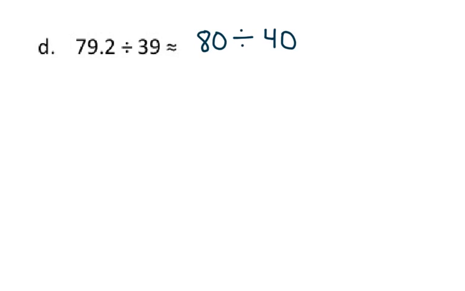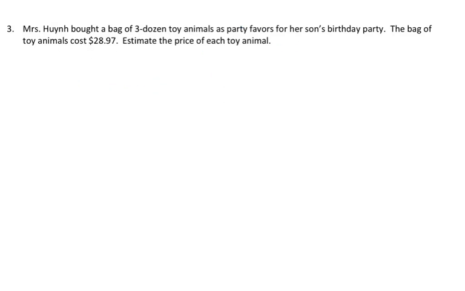And 80 divided by 40 is a very simple mental math problem, and the students should be able to do this mentally to get an answer of 2. So the exact answer will be pretty close to 2. In the directions, it only said to estimate the quotients, so that's all that they're expecting for number 1, letter D.